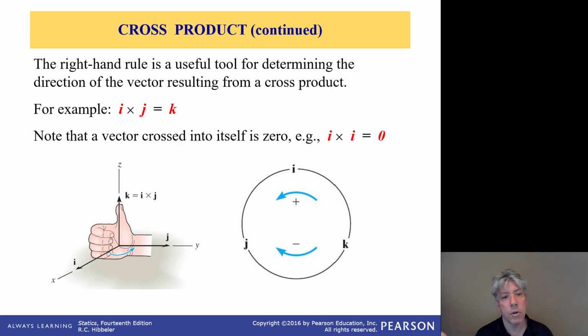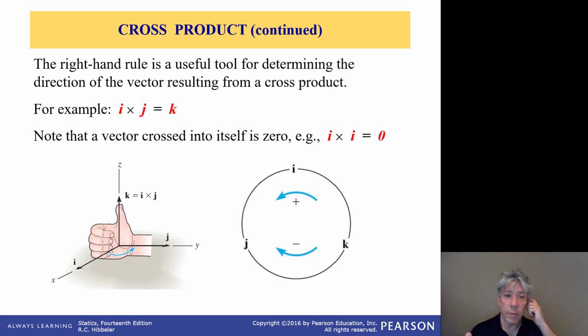So k cross i is j, but i cross k, trying to turn my hand around it, is negative j, okay? And you should be looking at the coordinate system and trying this out in your mind to make sure that you know how to do this.